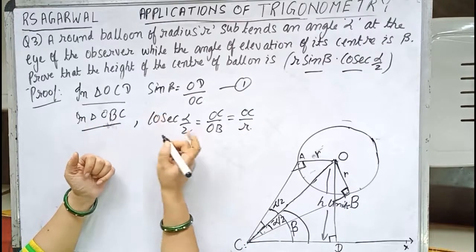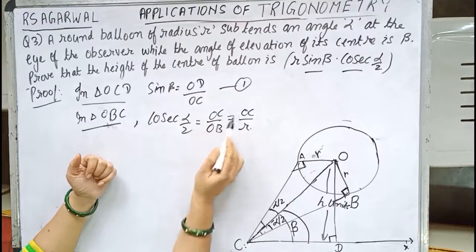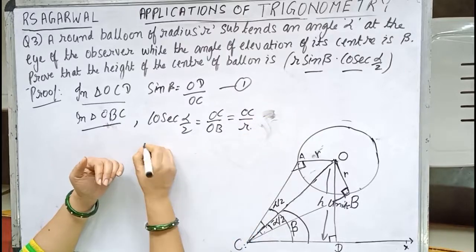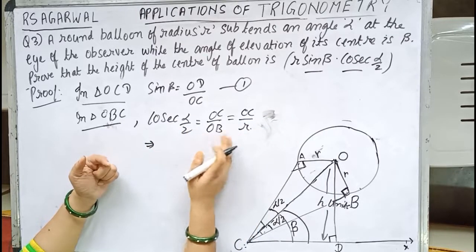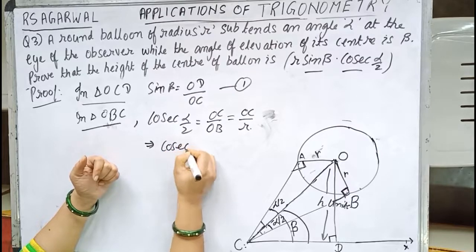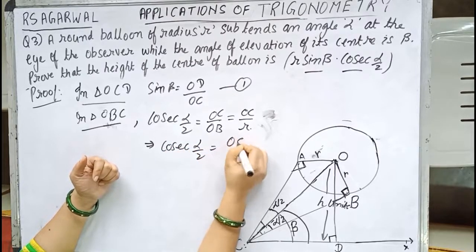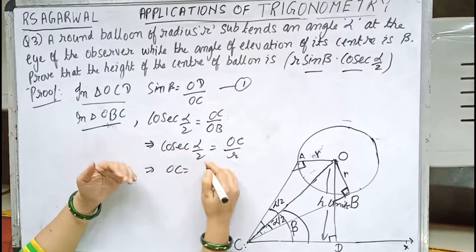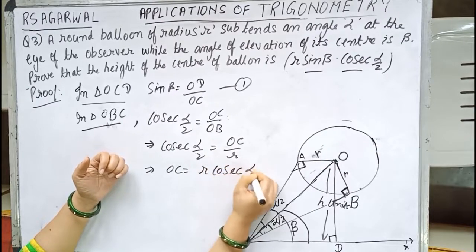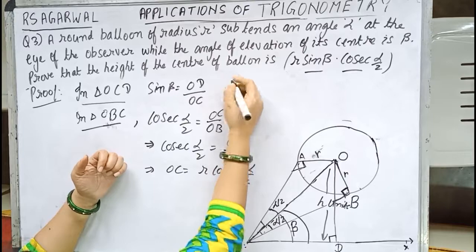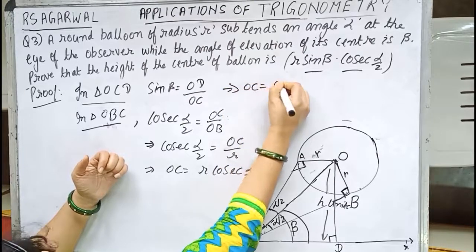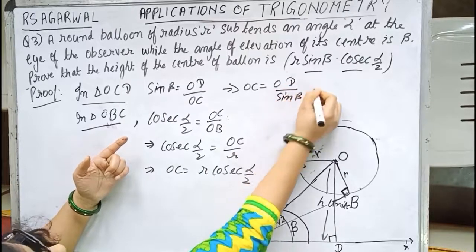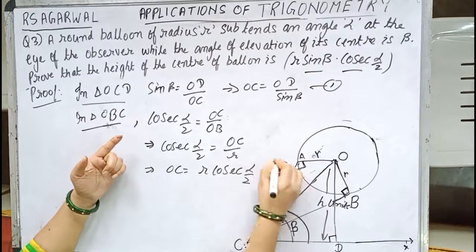Now over here we don't need OC, so we will be eliminating OC from equations 1 and 2. Let us cross multiply over here; you will be able to understand more nicely like this. Cosec of alpha by 2 equals OC by R, so OC equals R cosec alpha by 2. And from here, OC equals OD by sine beta. Let us make this equation number 1 and this one equation number 2.